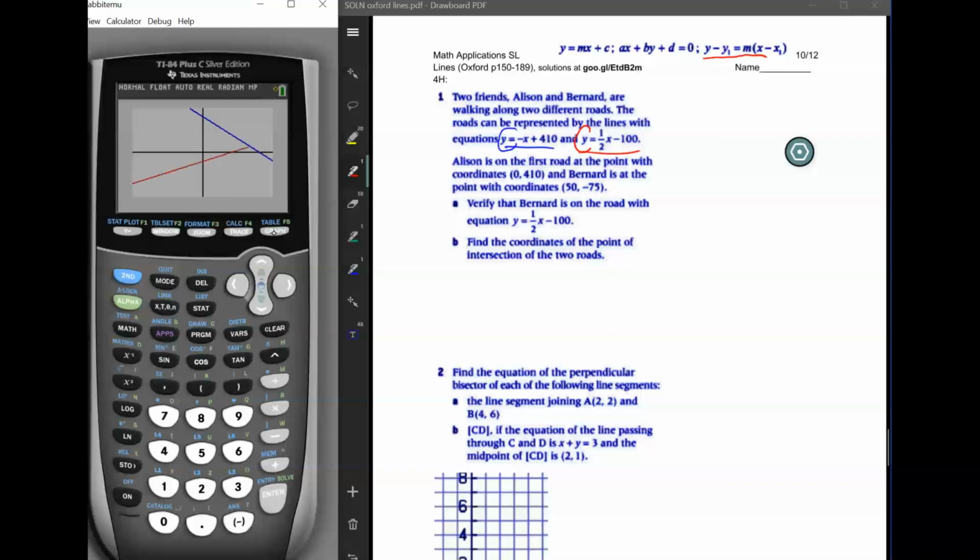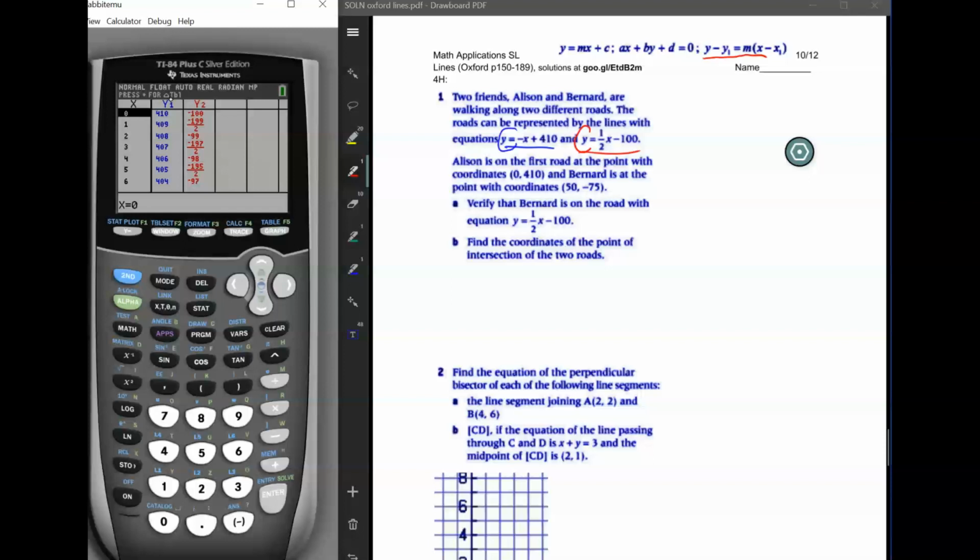Alison is on the first road, and she's at point 0, 410. How can we confirm that 0, 410 is indeed on the blue road? Well, we could look at the table. That's probably the easiest way. Especially with two lines, it's easier to use the table. So I see here 0, 410 is indeed a point on the blue road, and that represents Alison.